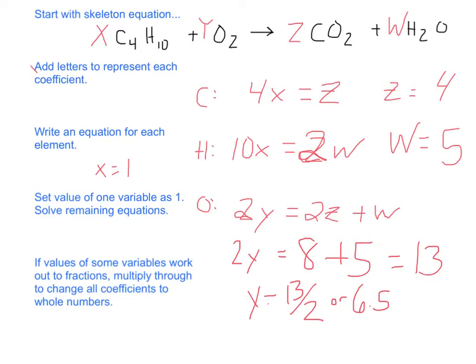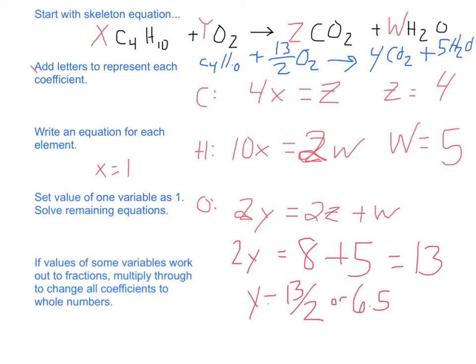All right, let's do that first, with everything, and then we'll go through. So we're going to go back up here. We're going to say x is 1, so it's going to be C4H10 plus y, which we said was 13 halves, 13 halves O2, yields z is 4 CO2 plus w is 5 H2O. I forgot how fun the spam method was.